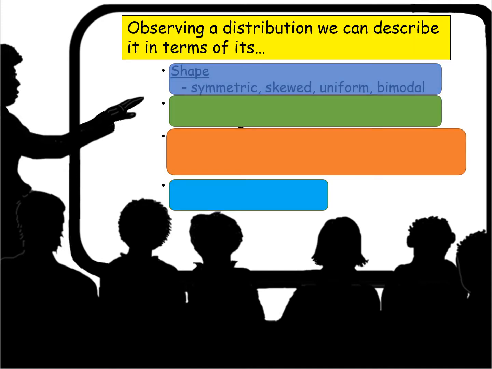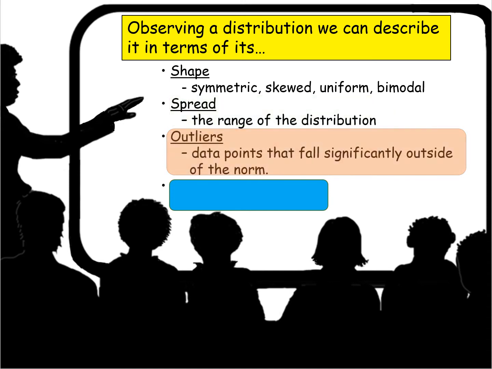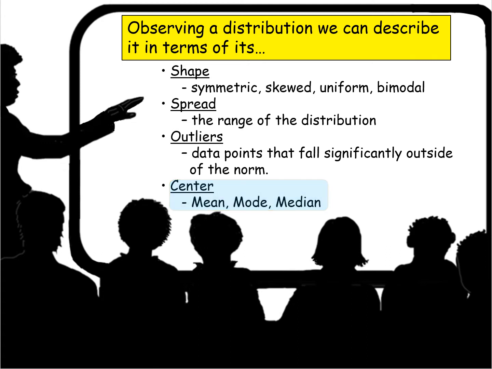When we're observing a distribution, we can describe it in terms of its shape. Might be symmetric, skewed, uniform, or bimodal. In terms of its spread, that would be, in general terms, the range of the distribution. We can look for outliers, data points that fall significantly outside of the norm, and in terms of its center, we're looking at the mean, the mode, and the median. Let's look at each one of these separately.